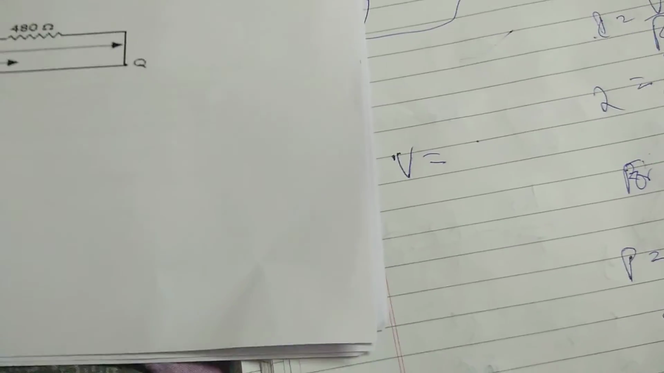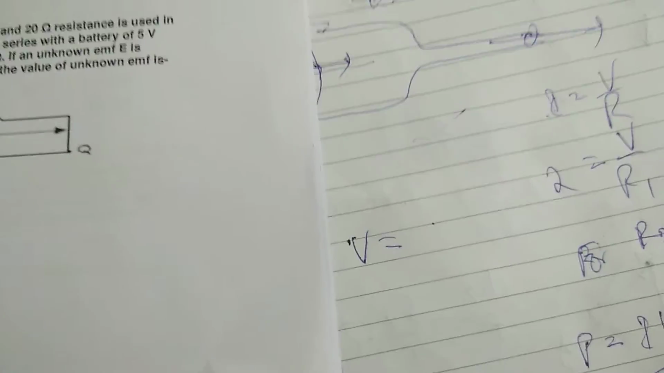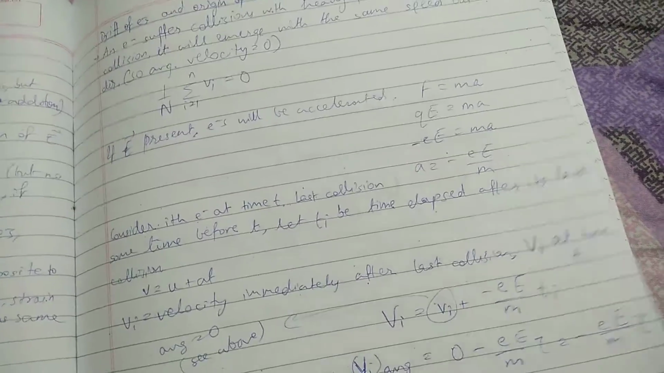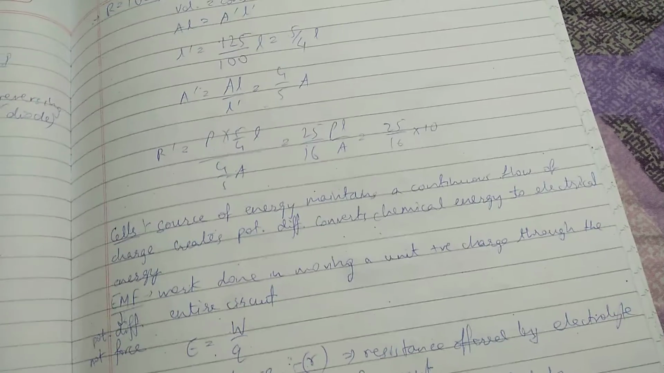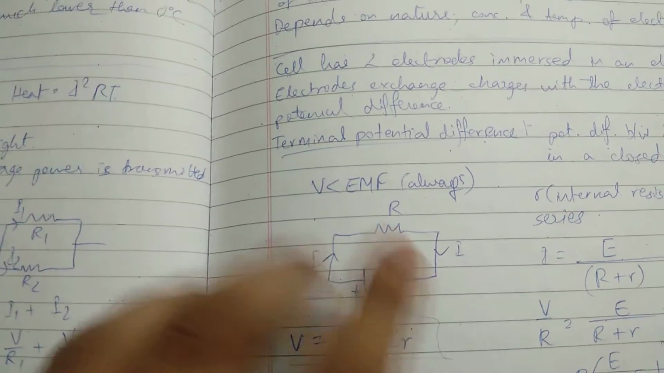Actually, wait a second. Actually it was V. I'm getting confused. Let me show you. Yeah, V terminal potential difference, that is V equals E minus IR. So V equals E minus IR.